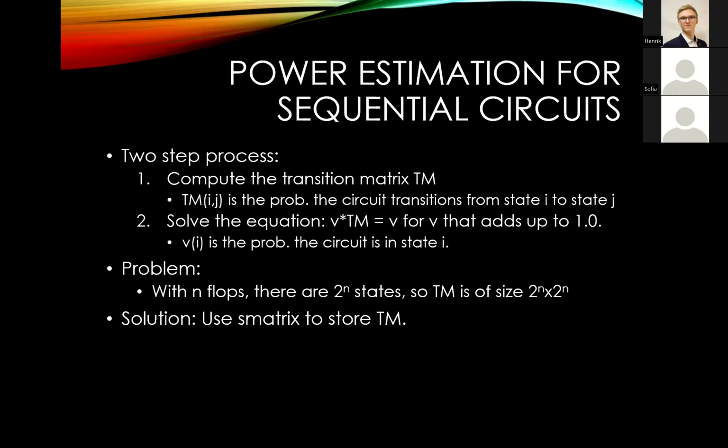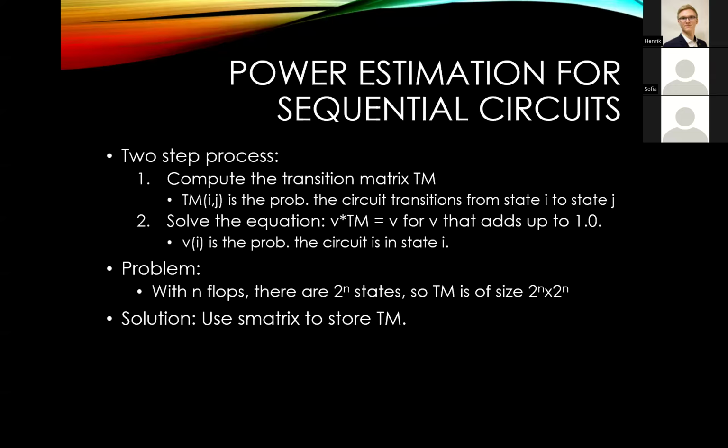Then once that's done, we solve a fixed point equation that says if you have the current probability of being in some state and you multiply by the transition matrix, you should still be in the same probability distribution. Of course, you have to make sure that V adds up to 1.0. It's a probability, after all. That took me a while to figure out, because this is very easy to solve if you don't have that. Zero. And my code gave me zero several times, very quickly.